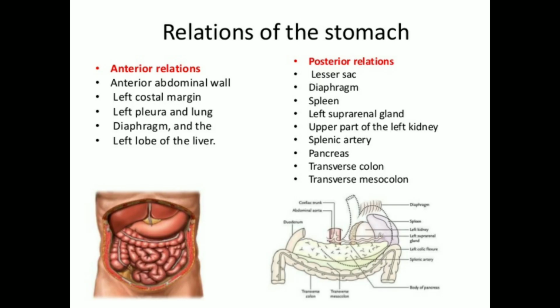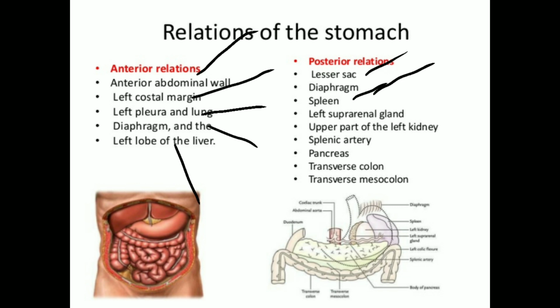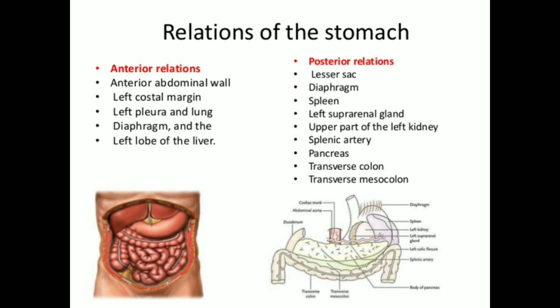Okay, see here, you can see again whatever I have discussed about the relations of the stomach. Anteriorly: anterior abdominal wall, left costal margin, left pleura and lung, diaphragm and left lobe of liver. Posteriorly: lesser sac, diaphragm, spleen, left suprarenal gland, left kidney, splenic artery, pancreas, left colon and transverse colon with transverse mesocolon. These are the relations of the stomach, where you have to mention both the anterior relation and the posterior relation.